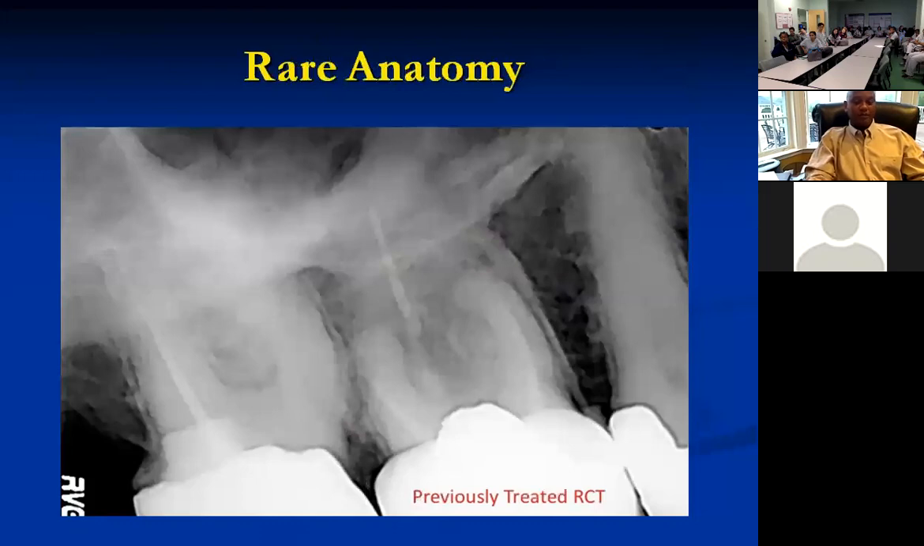Sometimes you do get some other rare anatomy, previously treated root canal. And once again, you can see that there's three canals that are treated in this tooth. So whenever I treat an upper molar, if there's only 3 canals, I'm always looking for a 4th canal. Just immediately, it's automatic. We know that's the first thing that we're going for, is to see if we can find a 4th canal.